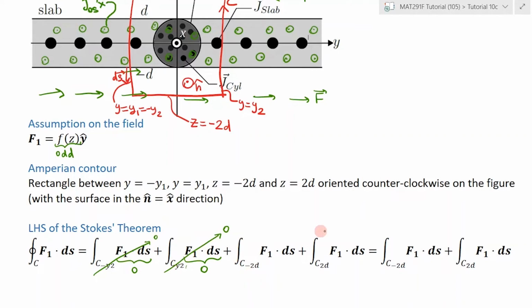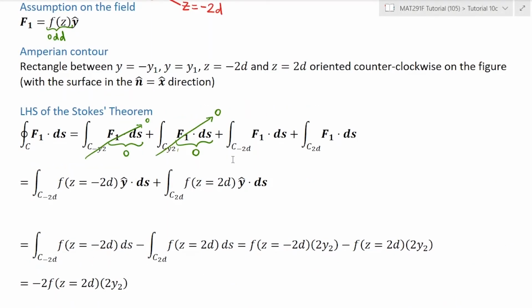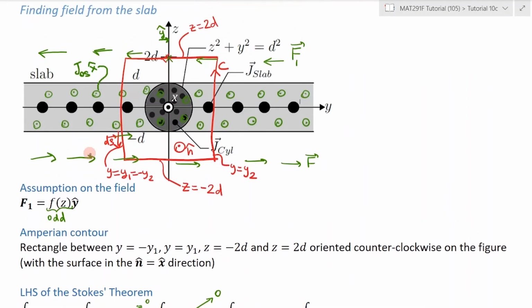And we're just left with these two integrals. This is what I'm writing here. Now we just want to simplify these two integrals. These would be the one for this contour and this contour.